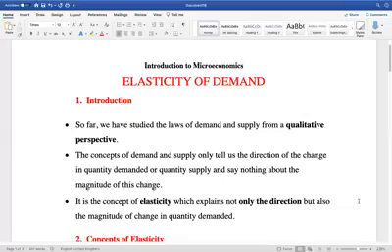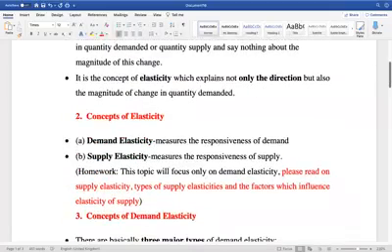So it is actually going to quantify for us the response of the quantity demanded or the quantity supplied following a change in the price. It will not only give us the direction, but it will also give us the magnitude of the change. So let's move on to the concepts of elasticity.